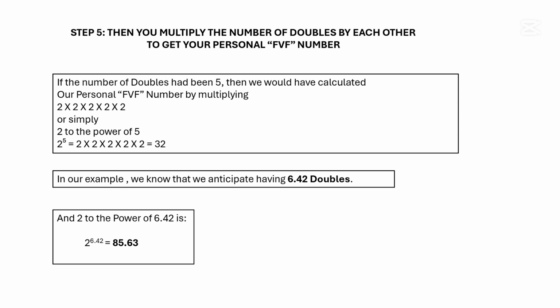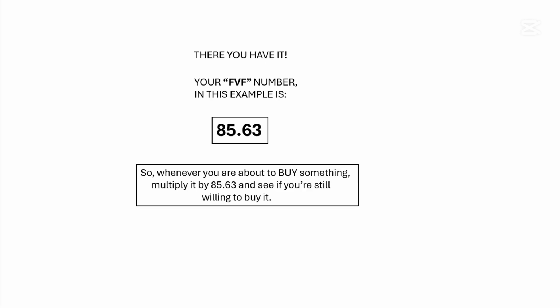And 2 to the power of 6.42 is 85.63. There you have it. Your personal FVF number in this example is 85.63. So whenever you are about to buy something, multiply it by 85.63 and see if you're still willing to buy it.